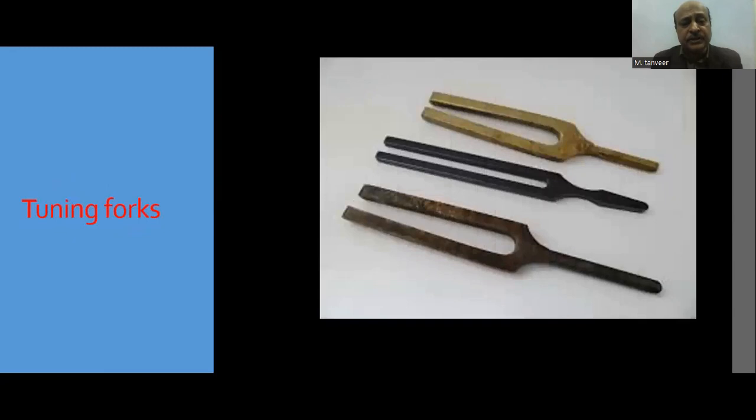Tuning fork. These are the tuning forks which are used in schools, in laboratories for production of sound. A tuning fork consists of two prongs and one stem. When this prong is hit with a rubber pad, then it starts vibrating. When it is vibrating, a compressional wave is produced, and this compressional wave will travel from the tuning fork to your ear. And you are able to hear the sound of the tuning fork due to the vibration of the prongs.